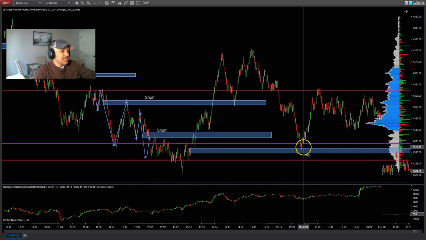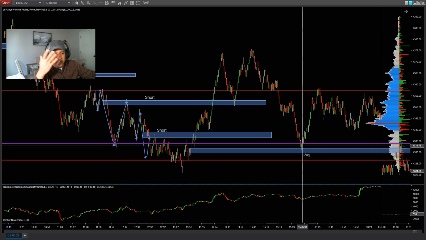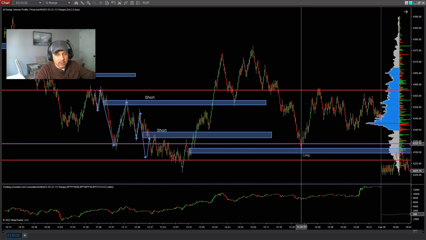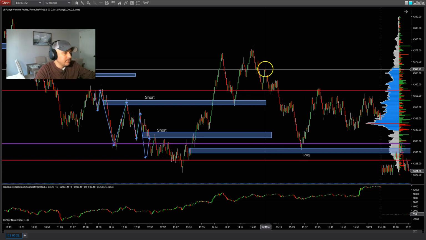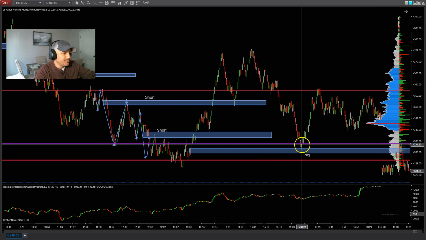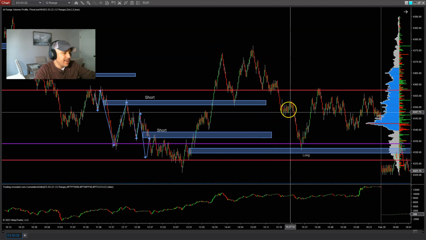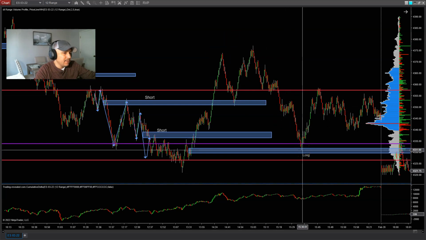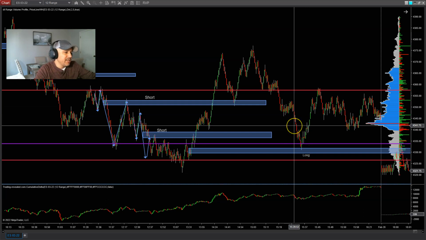Areas where price could actually bounce and reject, okay? So we're looking for support, all right? So I saw price moving back here, right? As it came back to this area right here, all right? And this is where the volume profile comes in handy too.